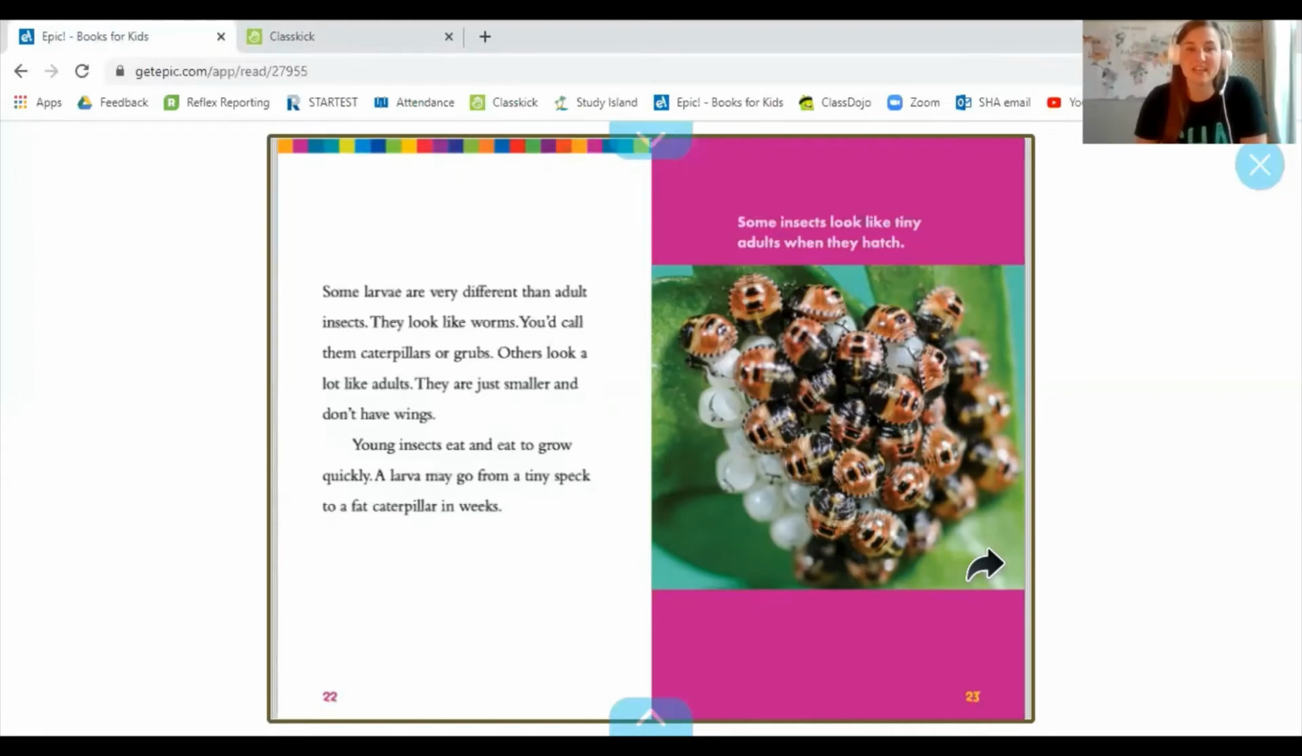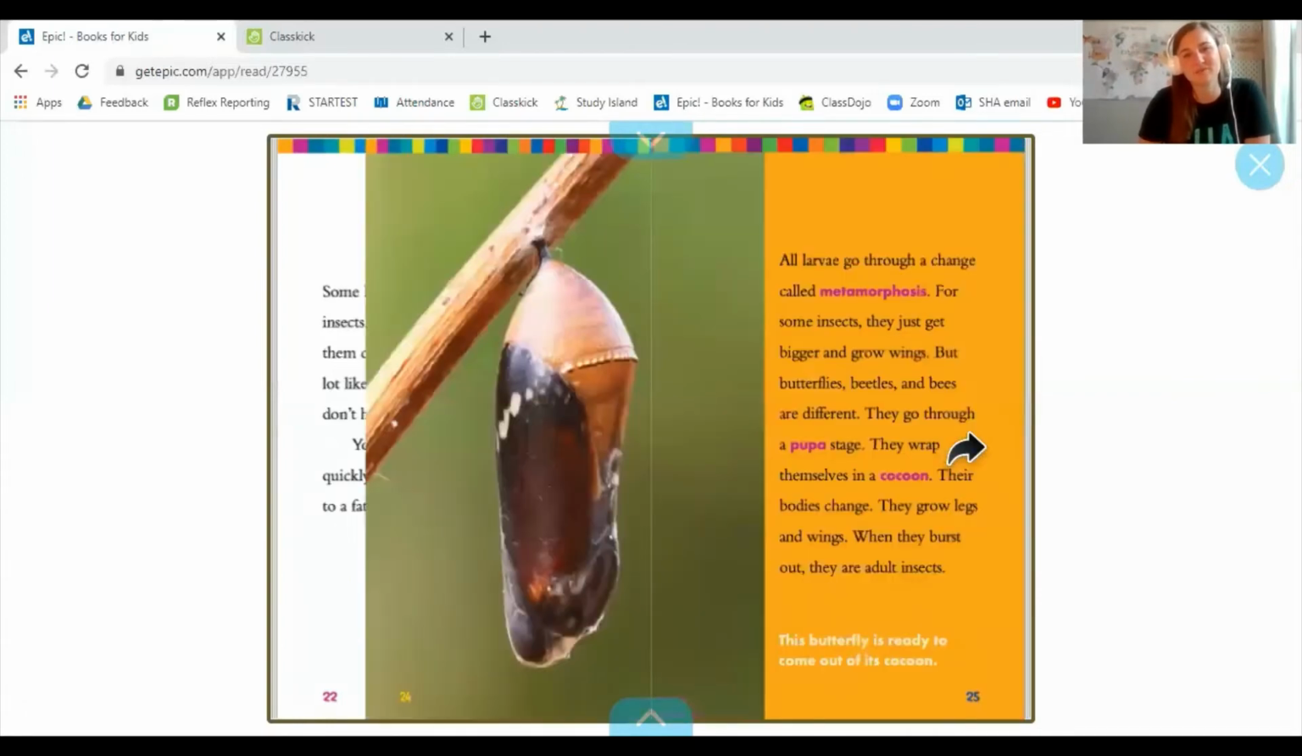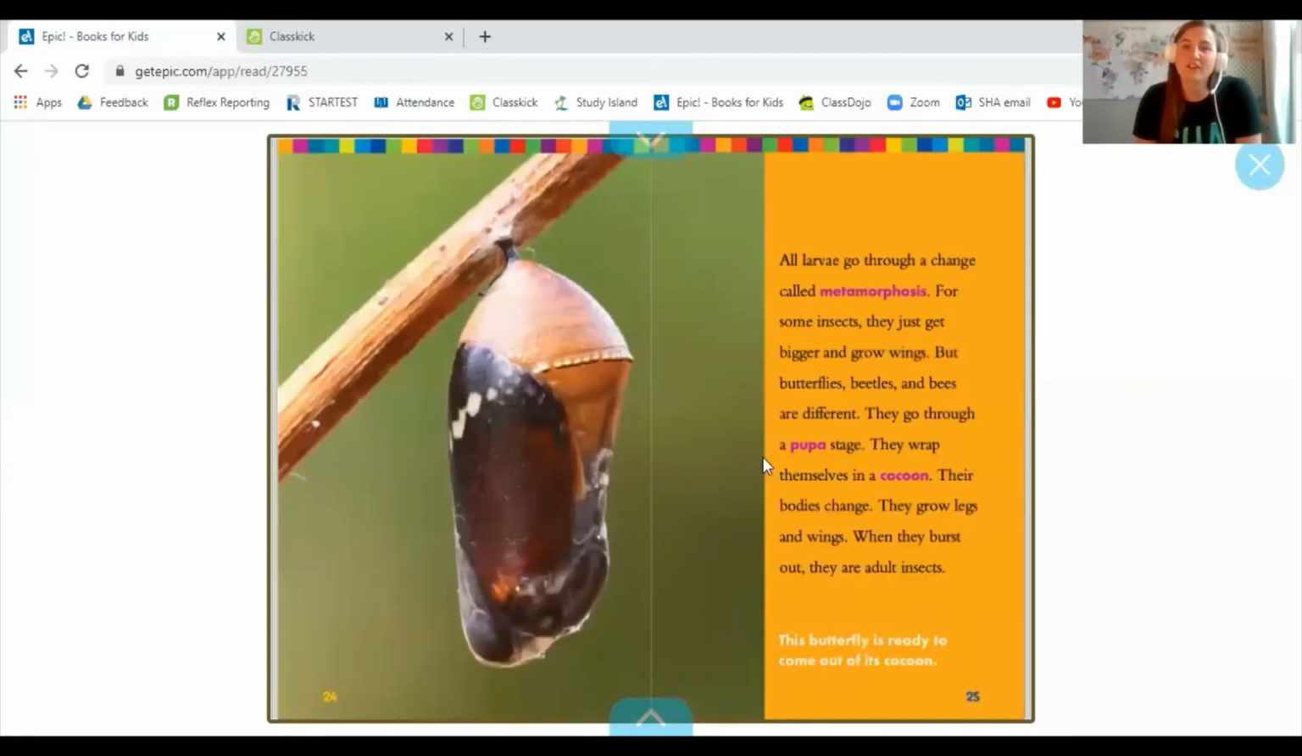Young insects eat to grow quickly. A larva may go from a tiny speck to a fat caterpillar in weeks. Some insects look like tiny adults when they hatch. All larvae go through a change called metamorphosis. For some insects, they just get bigger and grow wings.